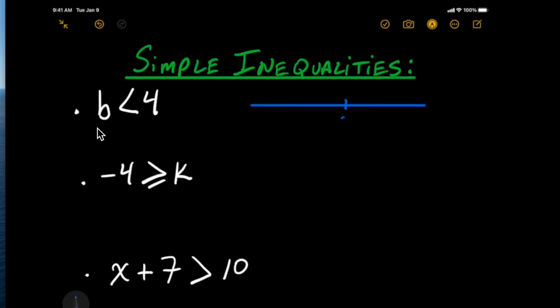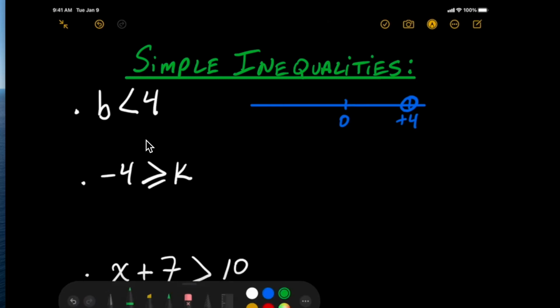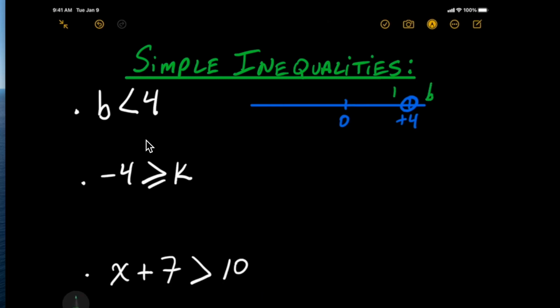I always like to put a 0 for reference. And the next thing I do is I go to the number in question. So here we're at positive 4. And because that is a less than sign only as opposed to less than or equal, I put an open circle at the number in question. The next thing I do is I put a small b on either side of that circle. Whether it's a colored in or closed circle or open, I put the variable in miniature form on both sides.